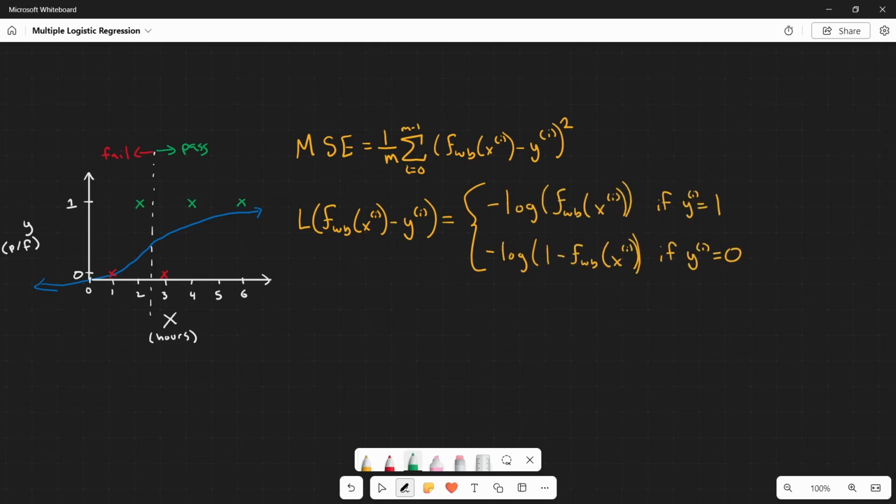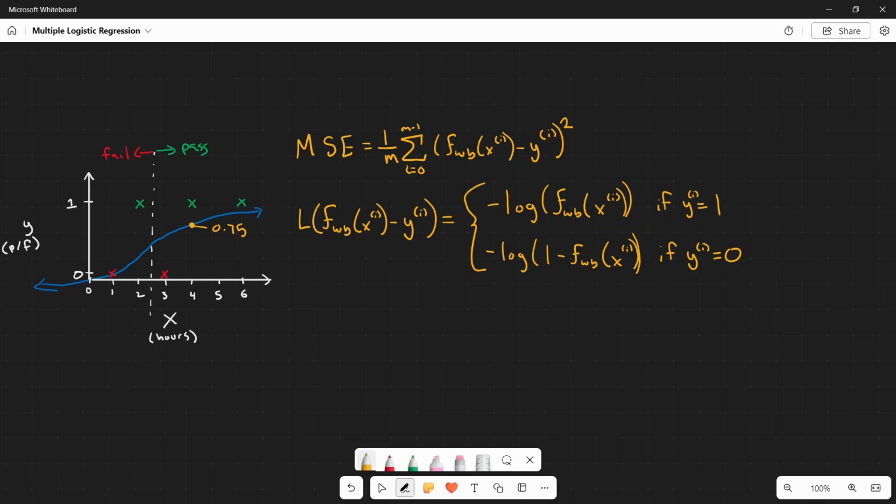All right, now notice how this loss function is a piecewise function, where if y of i is equal to 1, or a passing grade, then we're looking at the top. And if y of i is equal to 0, or a failing grade, then we're looking at the bottom. Or in other words, if we're looking at the loss of the predicted value when x is equal to 4, so if we predicted this value at around 0.75, and the true value was 1, then we would look at this function because our true value is 1.